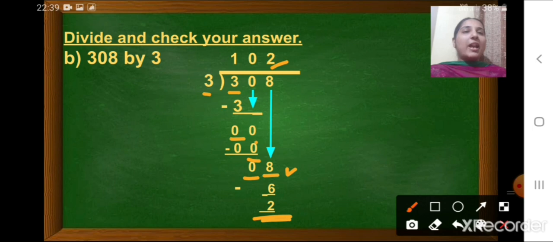Now we don't have any digit in the dividend to bring down. So what is 2 here? 2 will be the remainder, whereas this 102 here is the quotient. So using that quotient and remainder, let's check our division. Let's check our answer.